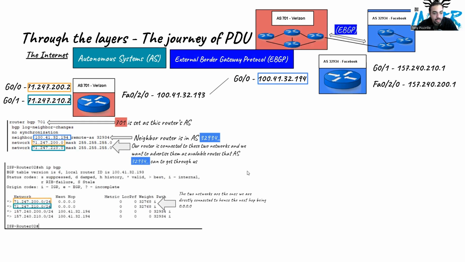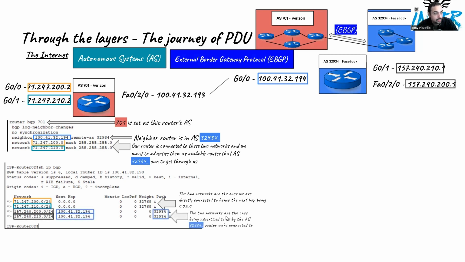Here we can see the BGP table on our router. So notice that the 2 networks at the top are the ones we're directly connected to, which is why the next hop is 0.0.0.0, right? The next 2 networks are the ones being advertised to us by our neighbor, which is why you see our neighbor as the next hop address. See, G0/0 on our neighbor is the next hop.